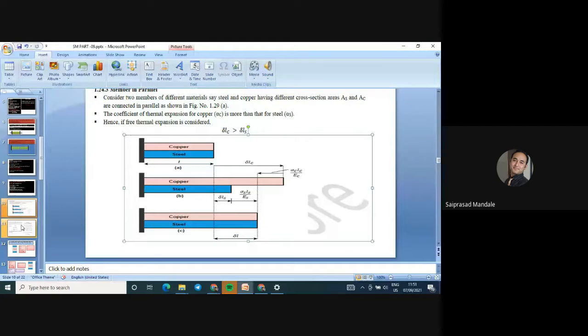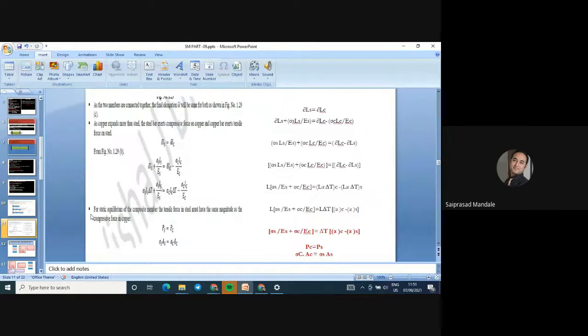Now moving on. Now what exactly happened over here? As two members are connected together, the final elongation, that is delta L, will be the same for both, as shown in the figure. Both the same means both the structural members are connected together. It means whatever the elongation or compression held on them, the net change in the length of both the members will be the same. The net change in the length will be the same, that is delta L1 equals delta L2.